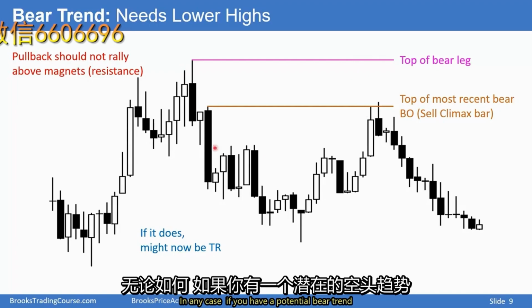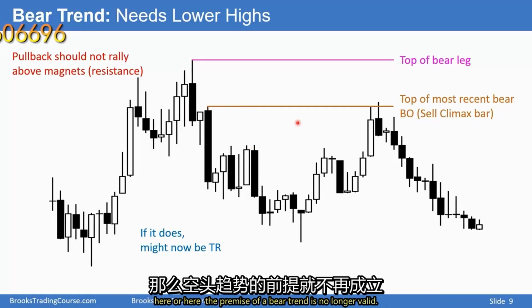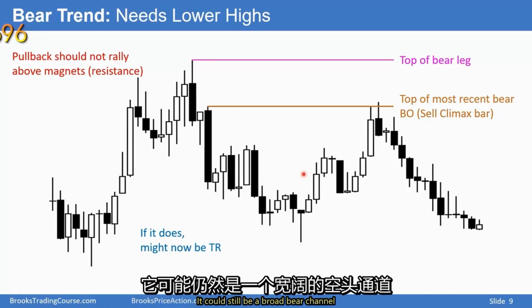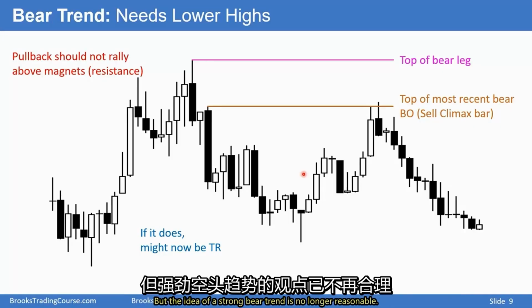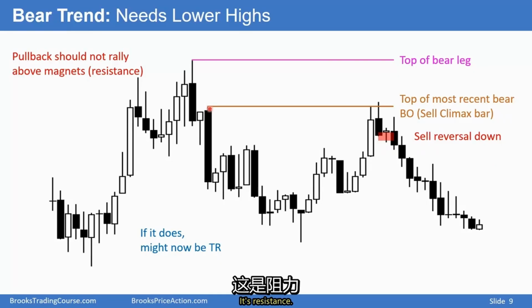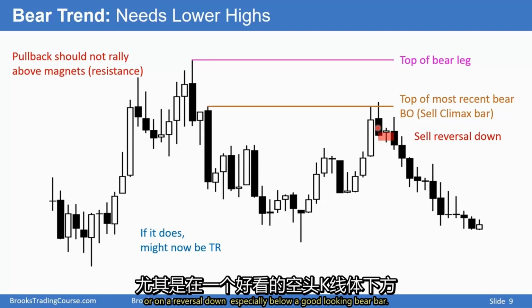In any case, if you have a potential bear trend and the market starts to go above significant major lower highs here or here, the premise of a bear trend is no longer valid. It could still be a broad bear channel, but it's probably now a trading range, possibly even a bull trend. But the idea of a strong bear trend is no longer reasonable. It's resistance. Traders will sell either with a limit order there or on a reversal down, especially below a good-looking bear bar.